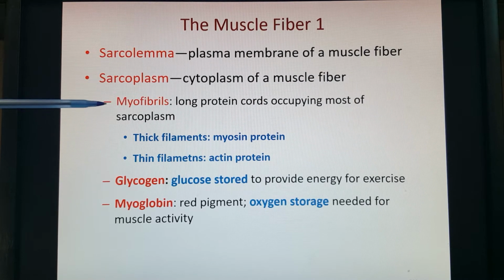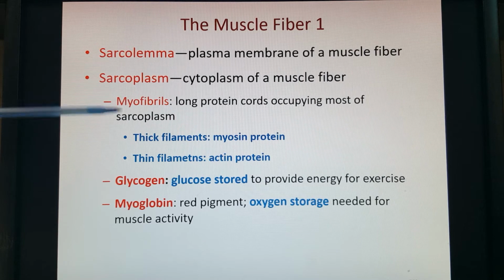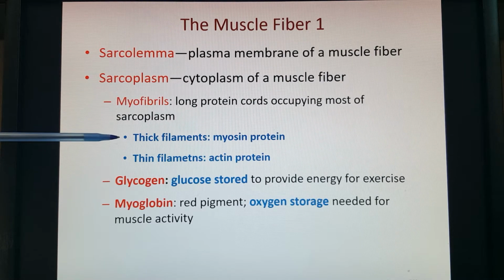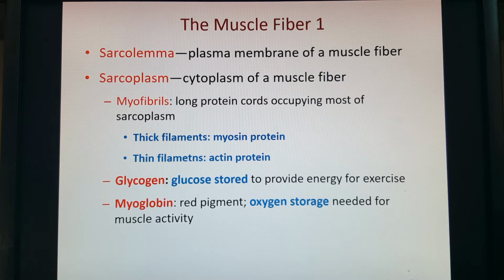So inside the sarcoplasm we have our myofibrils. These are our contracting proteins. And we have our thick filaments, which is one type of myofibril. It's made of the myosin protein. The thin filaments are made up of the actin protein.